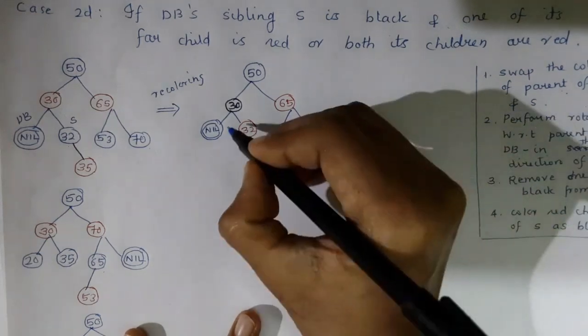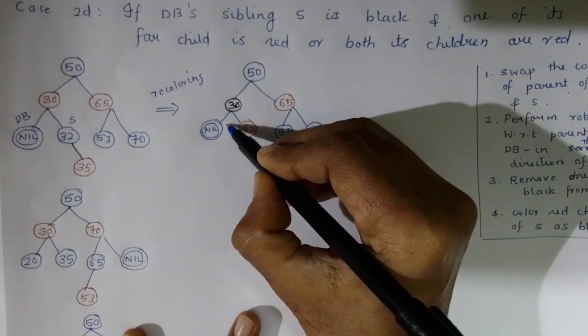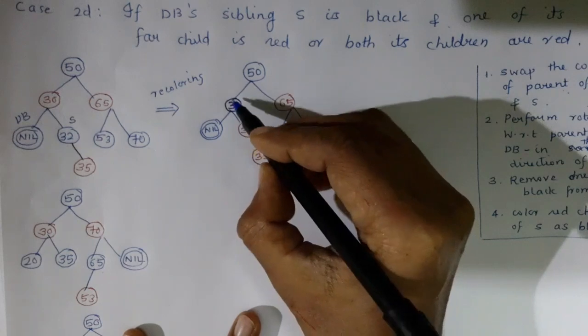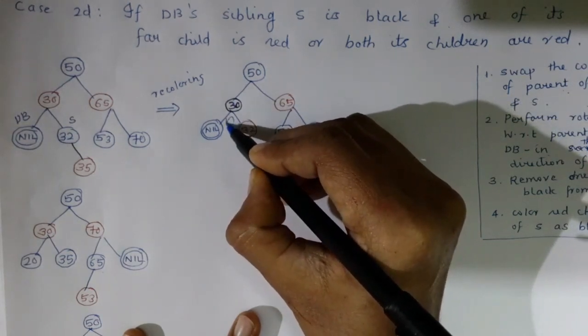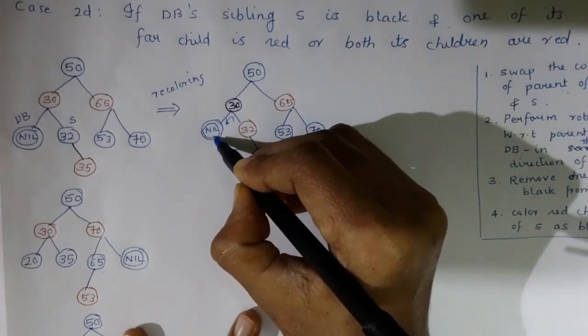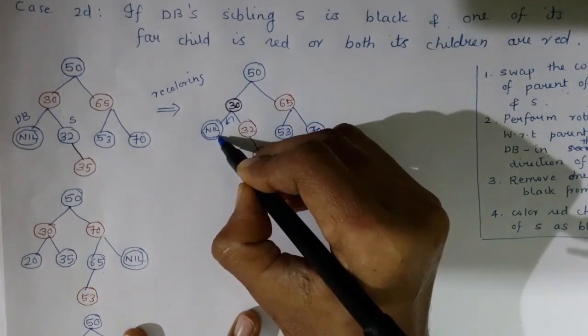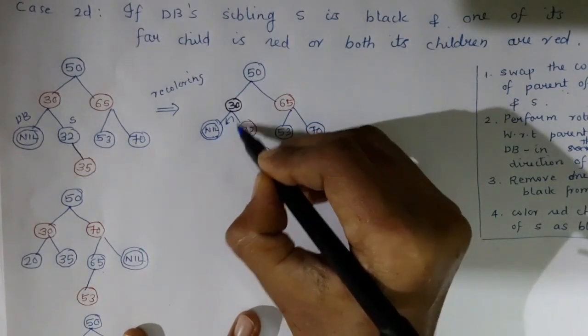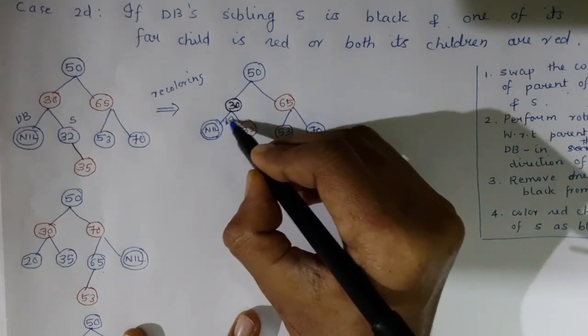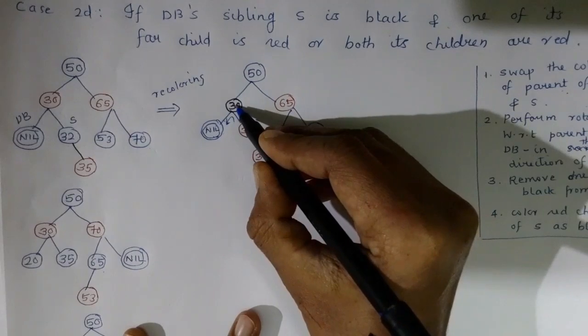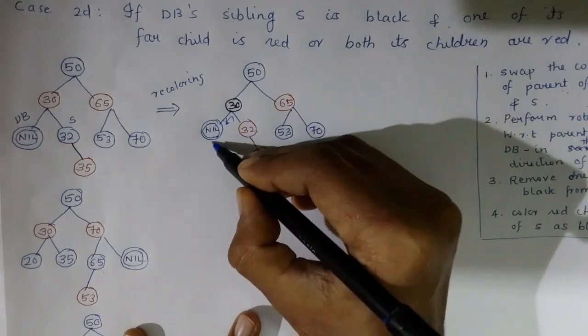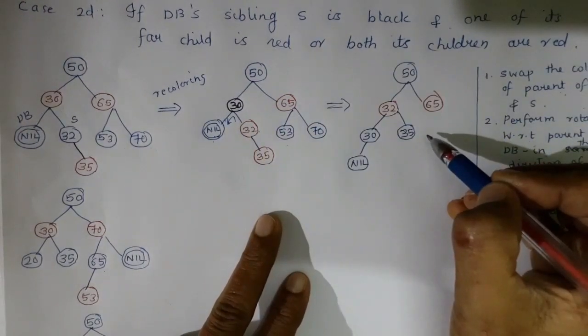Then perform rotation. The rotation is with respect to the pivot point, which is the parent. The direction of rotation is the same as the direction of the double black node. So here the rotation is a left rotation. When we pull from this side, 32 moves up and 30 moves down. So after rotation, our tree is like this.